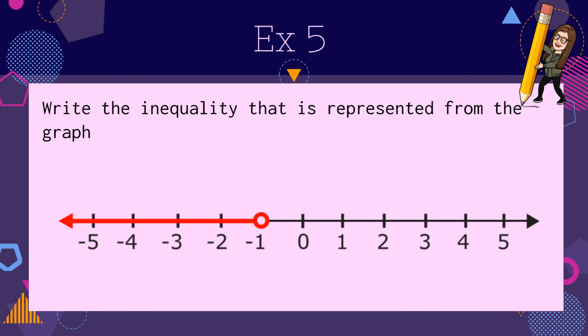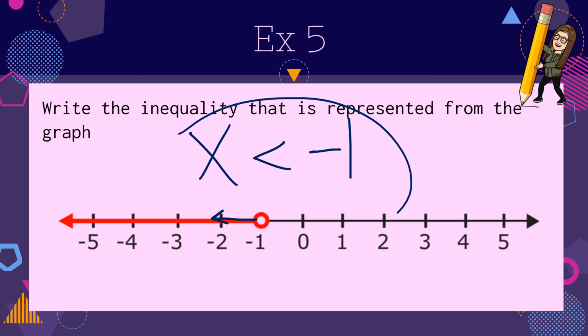So let's try this. Step 1, pick a letter. X. Step 2, write your number. -1. Step 3, choose your symbol. It's going left, so I want to go less than. It's open, so I don't need anything else.